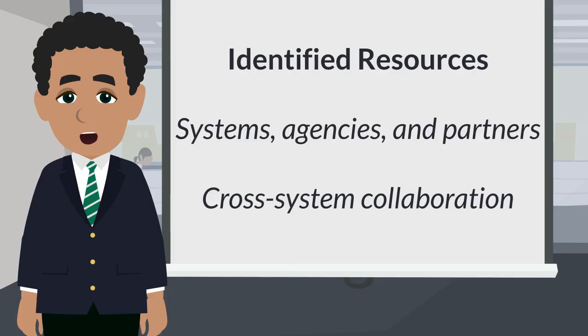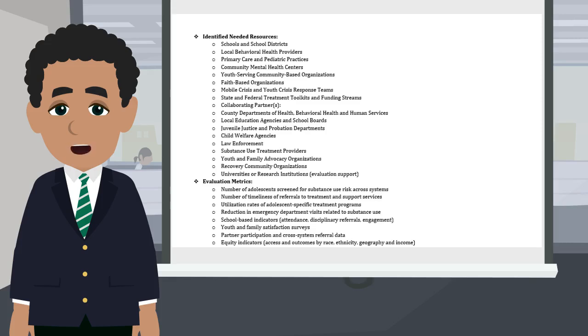This section identifies the systems, agencies, and partners required to carry out the action steps. Resources should reflect cross-system collaboration. Examples of resources include schools and school districts, local county departments of health, behavioral health and human services, child welfare and juvenile justice agencies, substance use treatment and recovery support providers, community-based organizations and youth-serving agencies.